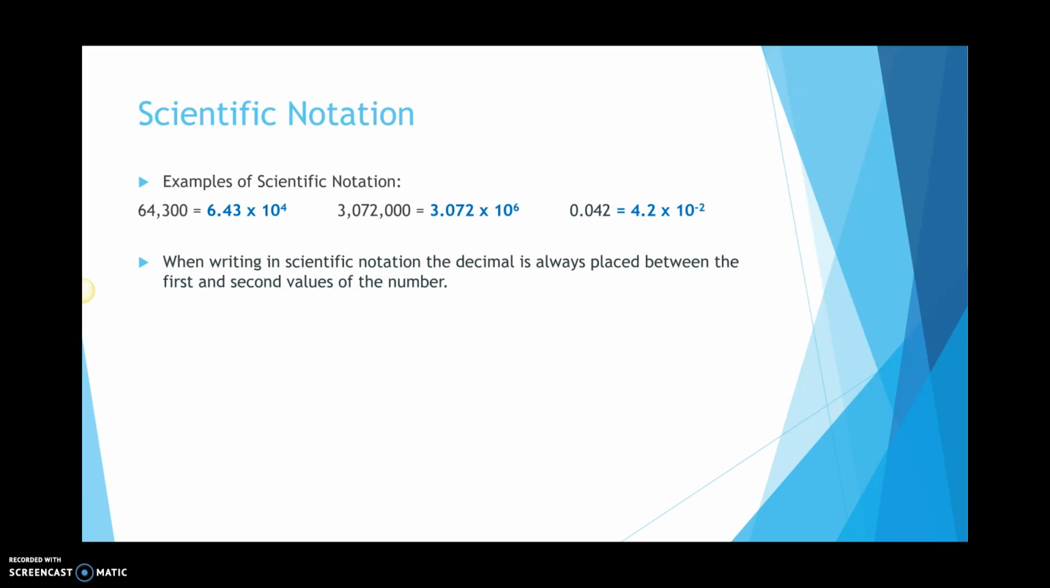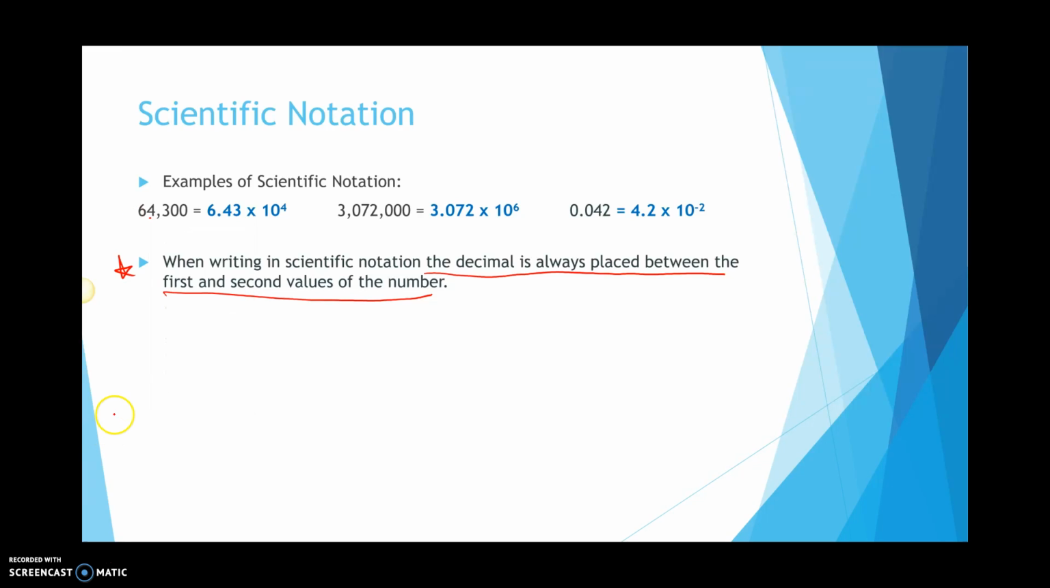So if we're working with the number 64,300, how would you write that in scientific notation? It would be 6.43 times 10 to the fourth. How did we get that? Well, look at the bullet point below here. It says, when writing in scientific notation, the decimal is always placed between the first and the second values of the number. So when we have 64,300, with that saying, we need to put the decimal between the 6 and the 4.